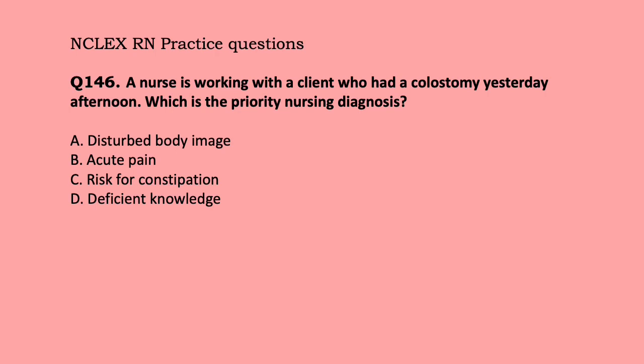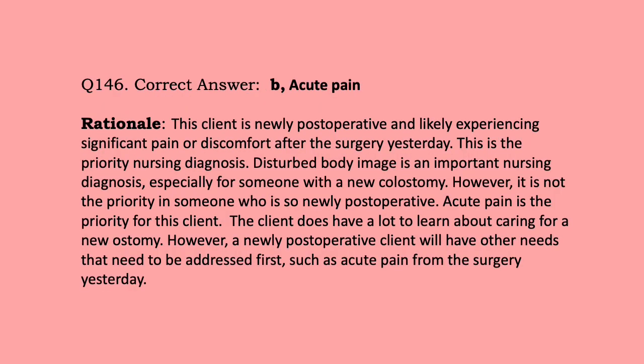A nurse is working with a client who had a colostomy yesterday afternoon. Which is the priority nursing diagnosis? A. Disturbed body image. B. Acute pain. C. Risk for constipation. D. Deficient knowledge. Correct answer, B. Acute pain. Rationale: this client is newly postoperative and likely experiencing significant pain or discomfort after the surgery yesterday. This is the priority nursing diagnosis.